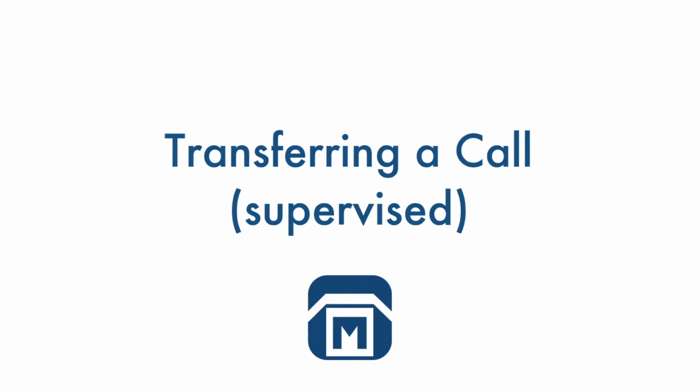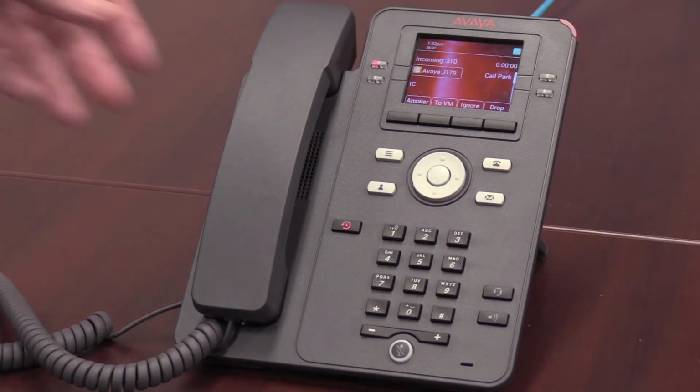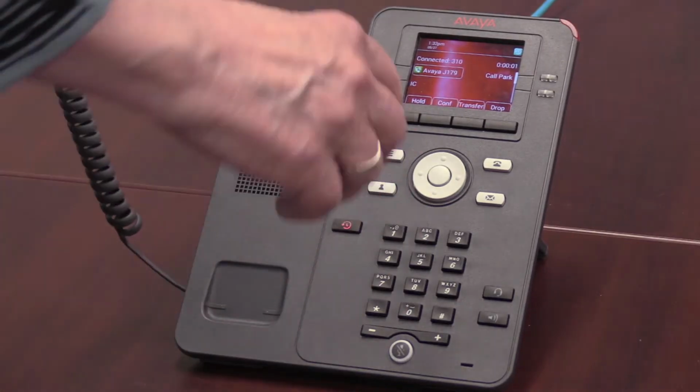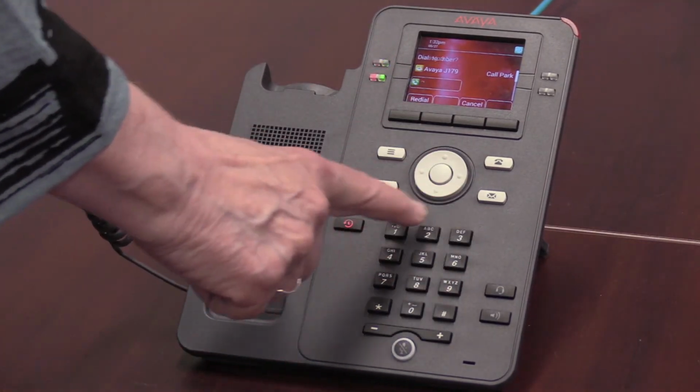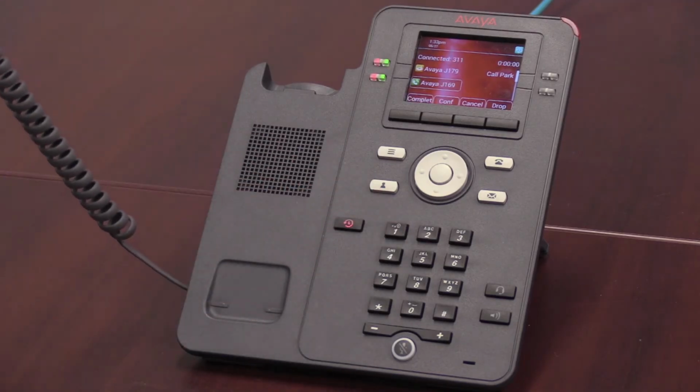The second transfer type is a supervised transfer, which gives you an opportunity to announce the caller first before completing the transfer. Press transfer, dial the number, and after the call is answered, press complete to complete the transfer. If the person does not answer or wish to accept the call, press the cancel soft key.